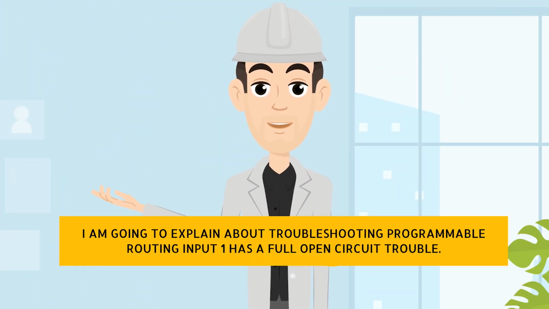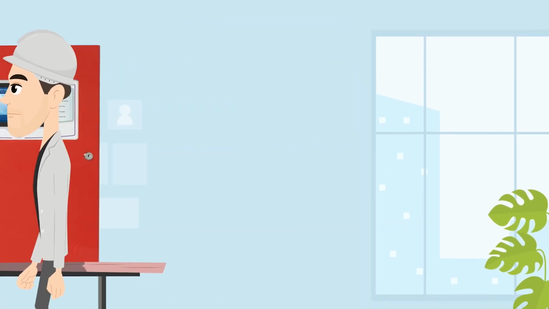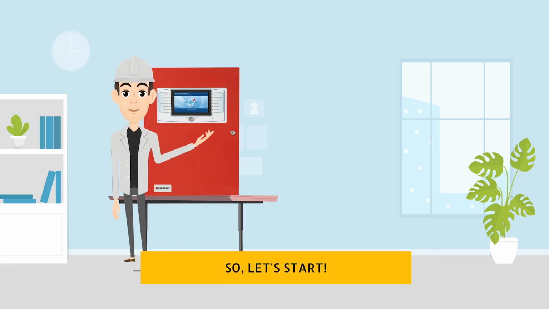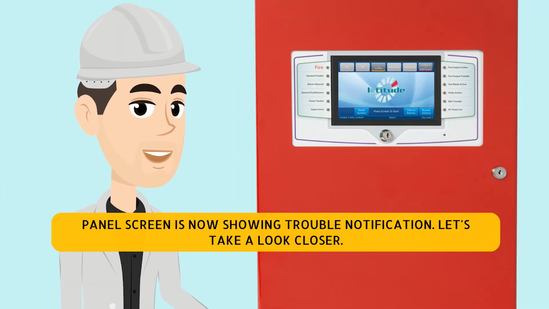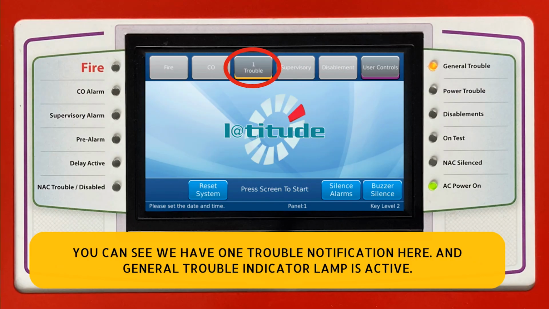I am going to explain about troubleshooting programmable routing. Input 1 has a full open circuit trouble. Here, I have Latitude panel with me. So, let's start. Panel screen is now showing trouble notification. Let's take a look closer. You can see we have one trouble notification here, and general trouble indicator lamp is active.